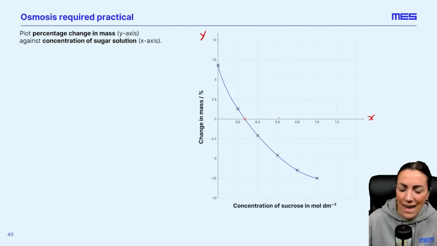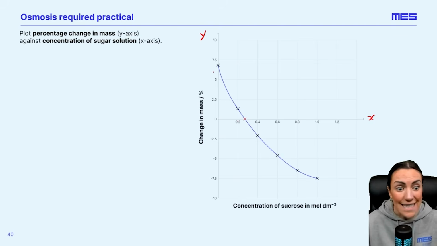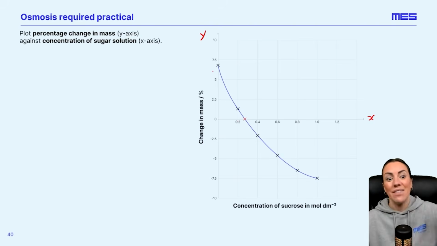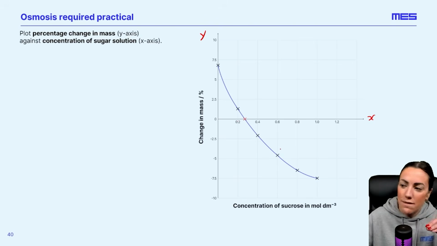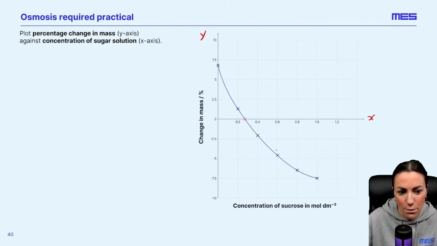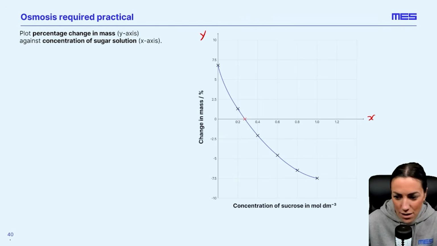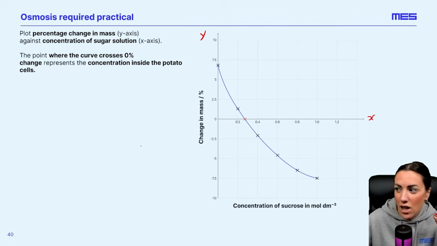Now you'll notice that our axes look like a T shape. That's because some of our percentage change in mass, they were percentage increases because they gained water by osmosis and they gained mass. But some of our percentage change in masses are percentage decreases because some of our potatoes, if they were in very concentrated solutions, will have lost water by osmosis across the partially permeable membrane and they would have lost mass.